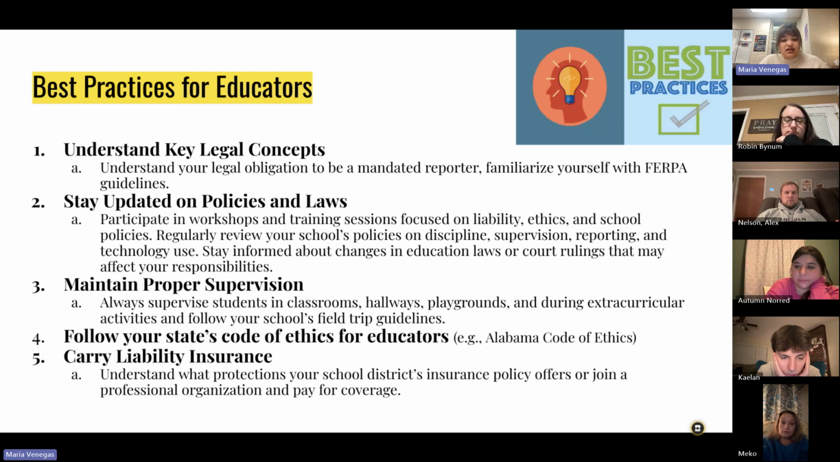Supervise students diligently in all settings and adhere to field trip and safety protocols. Avoid risky situations, keep clear records, and maintain professional boundaries. Understand your district's insurance protections or consider additional coverage through professional organizations.